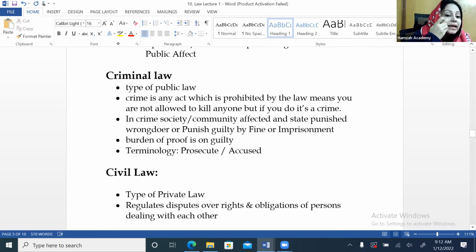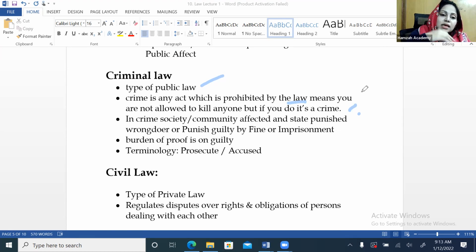Okay. The next type of law is criminal law. Criminal law is a type of public law. Crime is any act which is prohibited by law. It means you are not allowed to kill anyone, but if you do, it's a crime. First, criminal law is part of public law, because if any crime is committed, then the whole public will be affected. Second, what is crime?